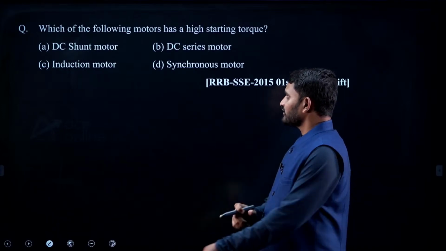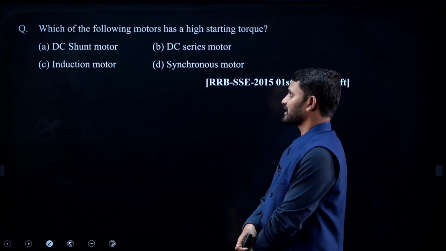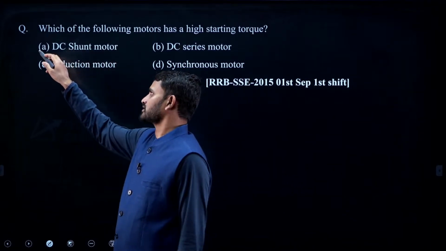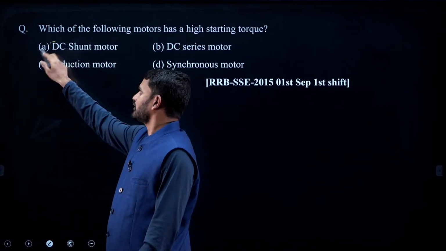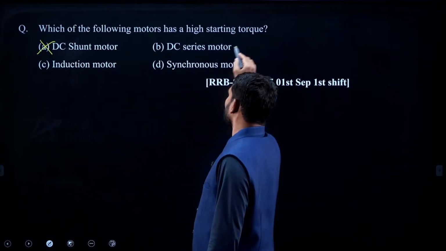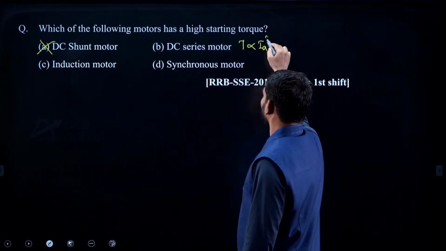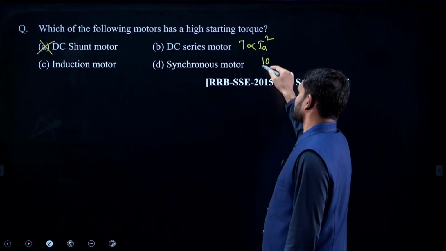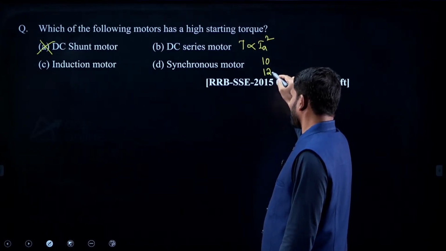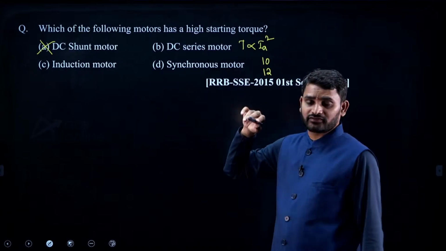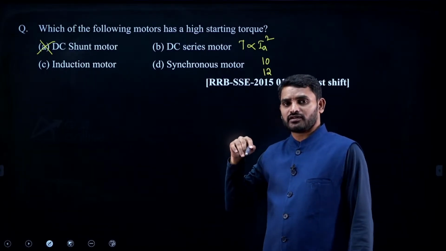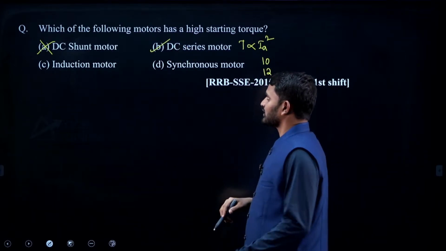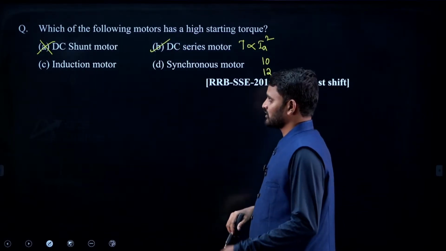Look at this one. Which of the following motors has a high starting torque? We have seen the shunt motor torque versus current characteristics. I said you do not get much torque. But look at the DC series motor, torque is proportional to current square, na? So if there is an increment in current, earlier if I have 10 amperes, 10 square is 100, if I make it 12 amperes, 12 square will be 144. 100 Newton meters and 144 Newton meters, there is a huge change now. So you get more torque production in the series motor rather than the shunt motor.